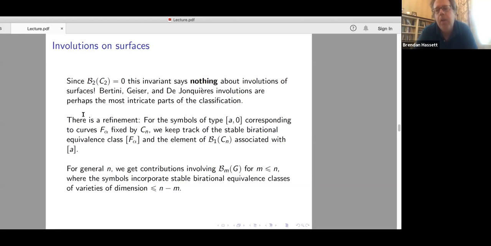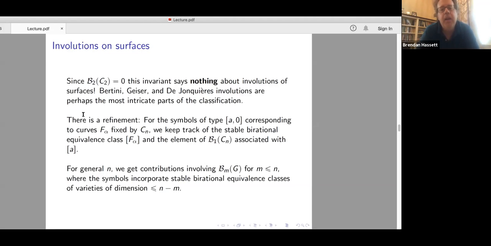So if you remember in the analysis, I completely ignored the geometry of the fixed point set. I only just picked some random point, looked at the weights, but I completely forgot about the underlying geometry of what's fixed by this element, by the subgroup Cn. And so that's obviously not a good thing to do if you want to classify involutions on surfaces. And so this machinery admits a pretty natural generalization where you add the stable birational equivalence class of the fixed point locus into the invariant.